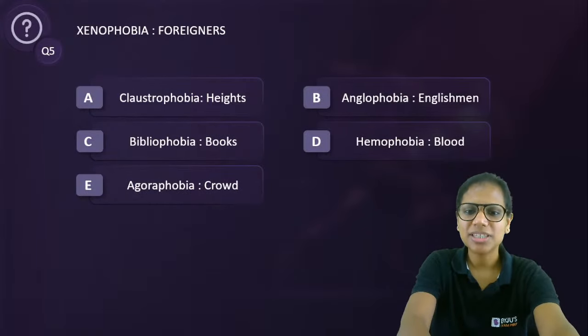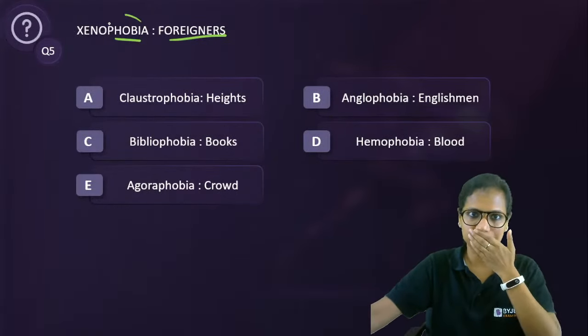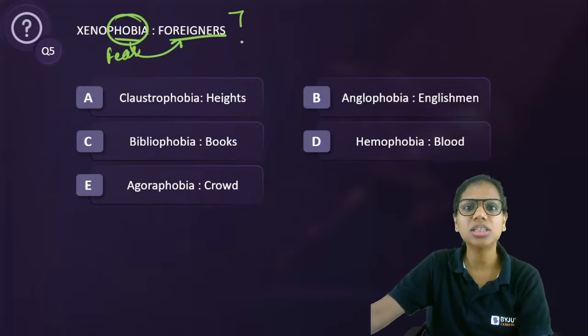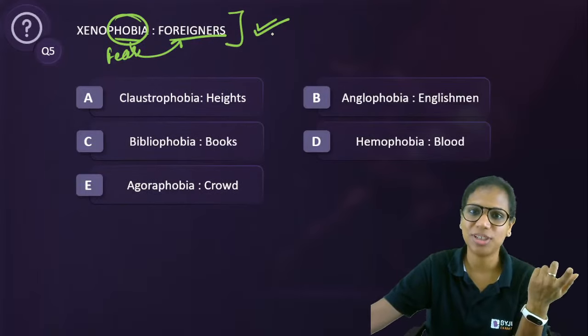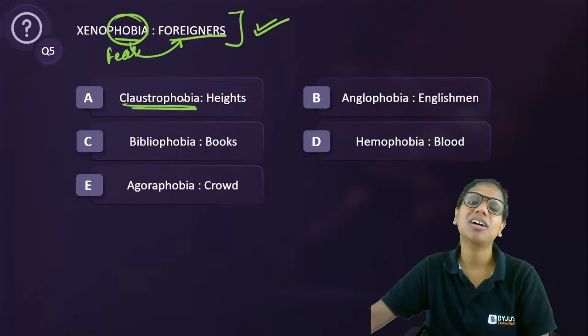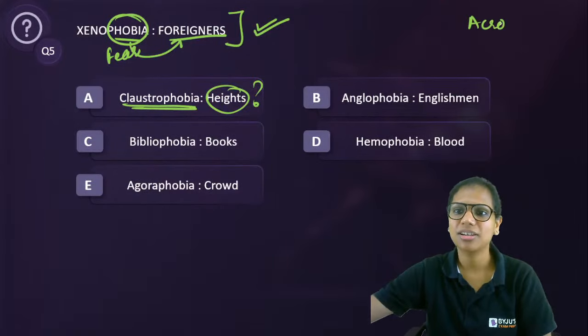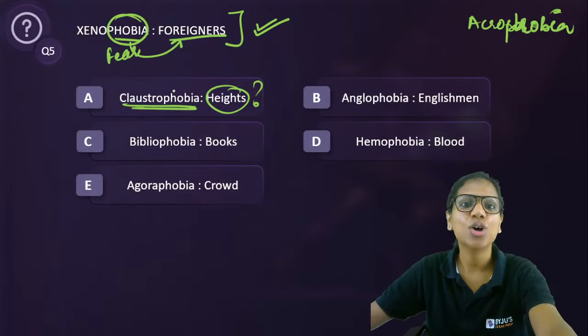Let's have a look. So basically, again, this was not difficult in the sense you understood the relationship very well. We are talking about phobias related to the second word. So a phobia or a fear of foreigners is called xenophobia. Now this is such terms you should know. This is not difficult vocabulary. This is high frequency vocabulary. Claustrophobia, this was an easy question. What is claustrophobia? Fear of heights? No, fear of heights is acrophobia. Fear of closed spaces is claustrophobia.